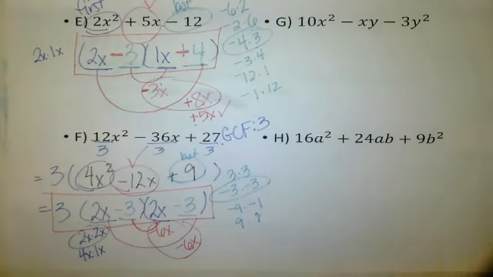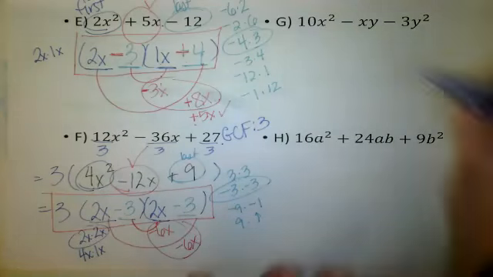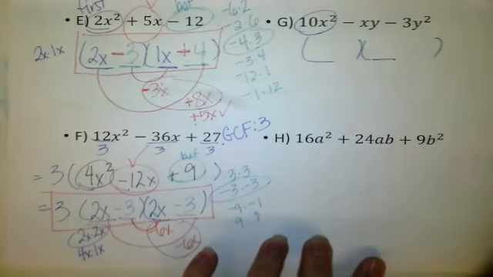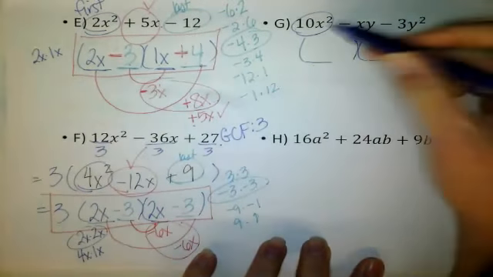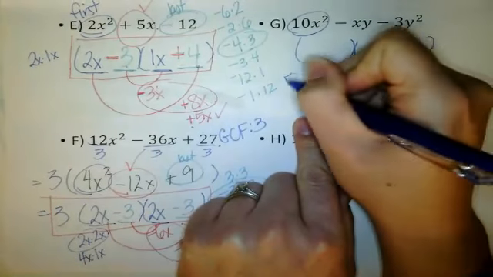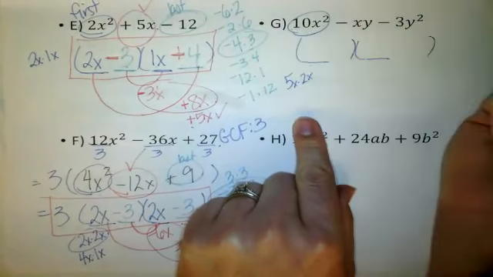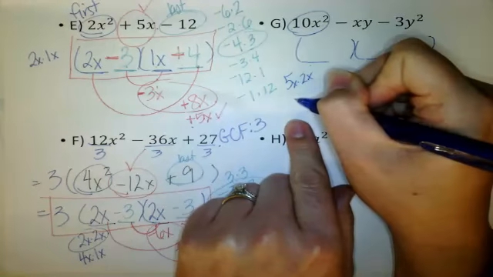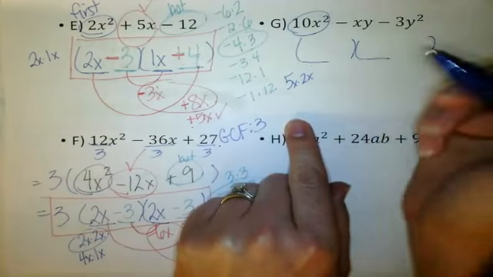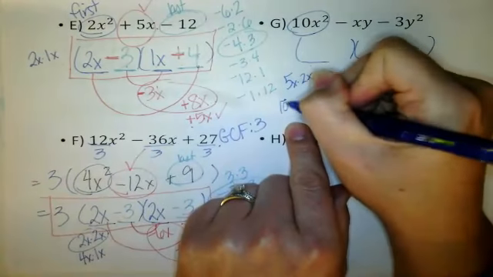All right, let's look at letter G. Is there a greatest common factor? No. So jump to double bubble. First times first is supposed to be the first thing. What times what is 10x squared? 5x times 2x, or I could use negative 5x and negative 2x. In general, I'm always going to start positive, though. Yeah, 10x and 1x.